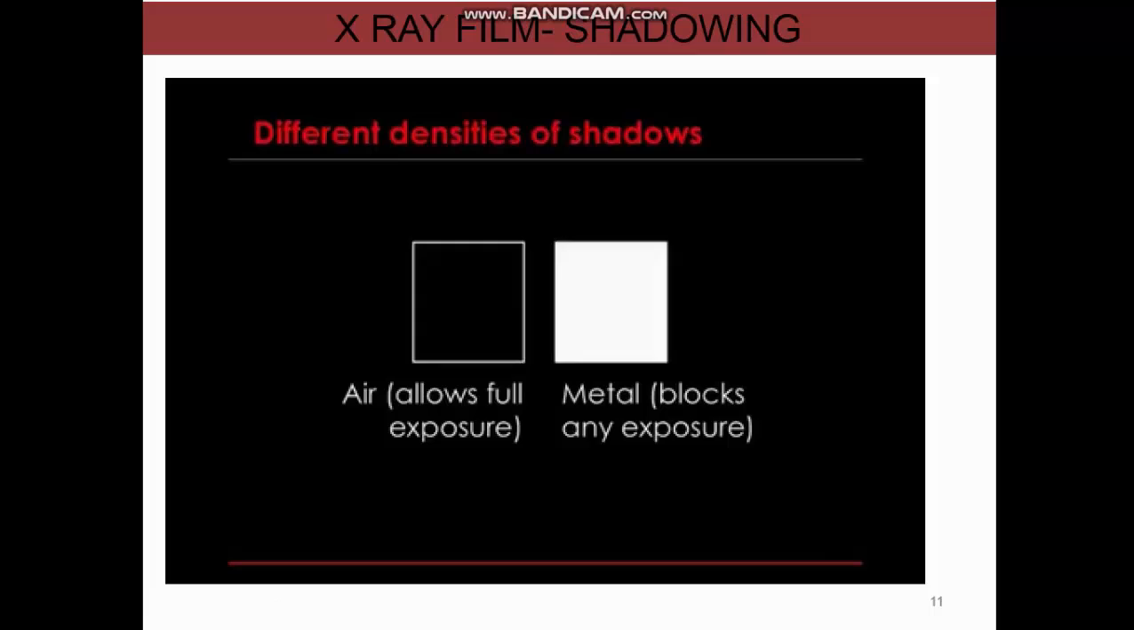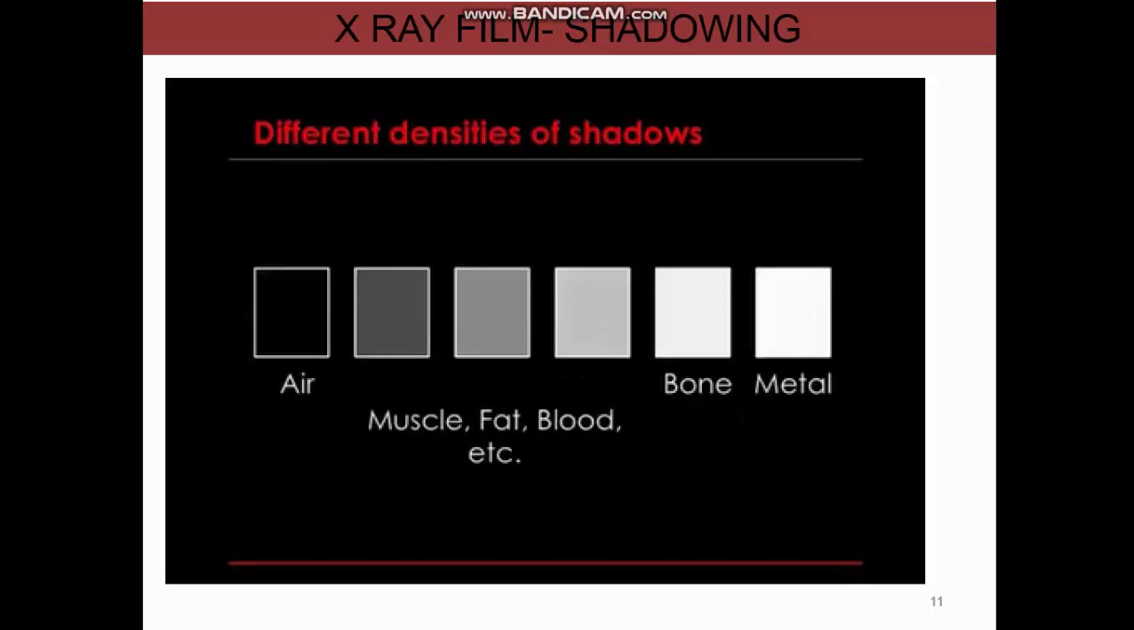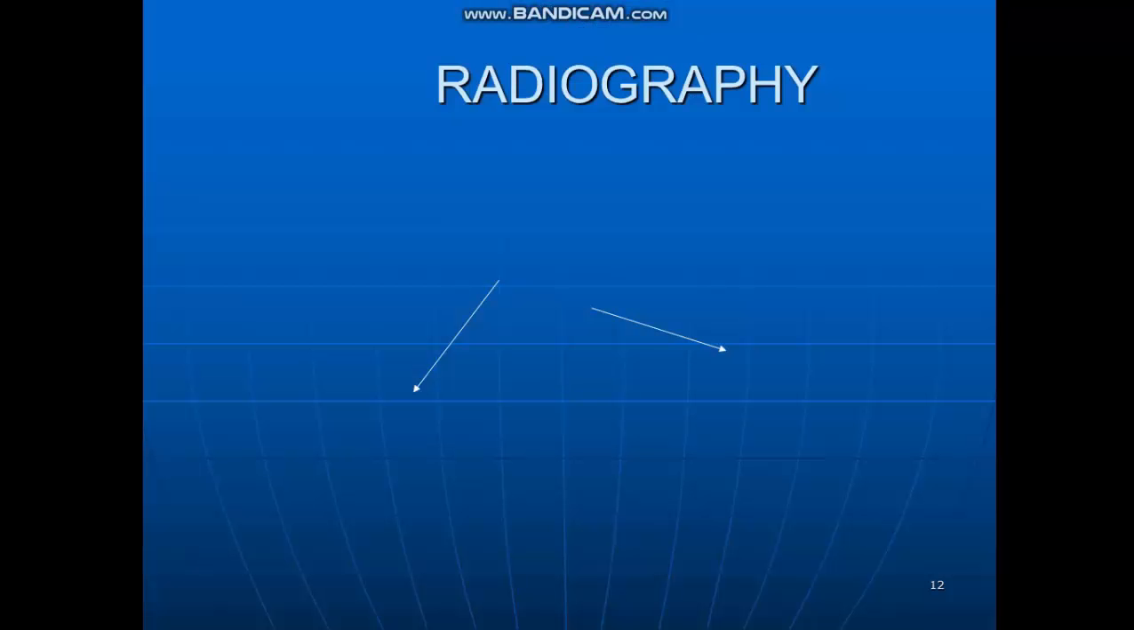That is, high density structures in our body, for example bones, calcified structures, and metallic foreign bodies, appear as shadows, but air and, for example, lung appear as translucent. That is, in radiology, in radiography, we have two types of intensity: translucence and shadows. Okay.